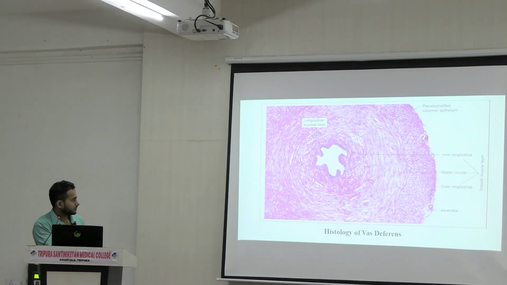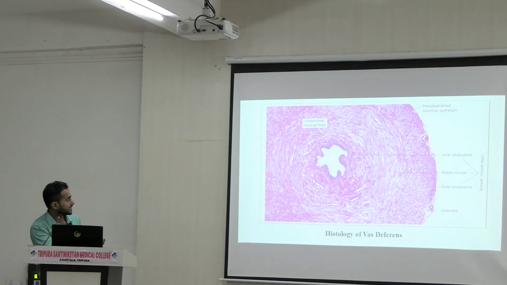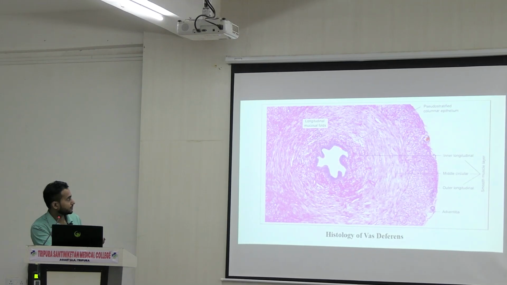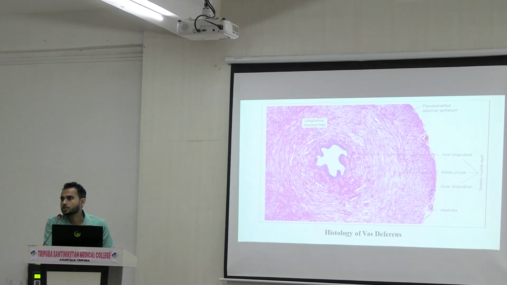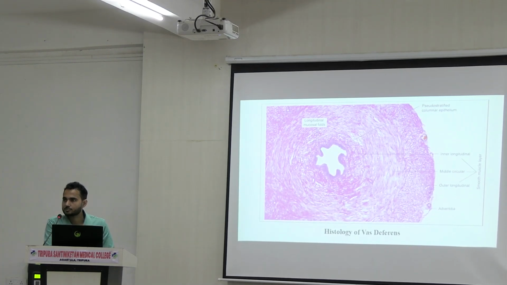Now, here you can see the diagram. In this diagram, I hope you can see the star-shaped lumen. Then this is the lining epithelium, pseudo-stratified columnar epithelium with stereocilia. Next, a small amount of lamina propria, and after that the muscle coat. In the muscle coat, this is the inner longitudinal, this is the outer longitudinal, and between these two a very thick middle circular coat. Externally we get the adventitia, where loose areolar tissue, mainly blood vessels and nerves, are present.